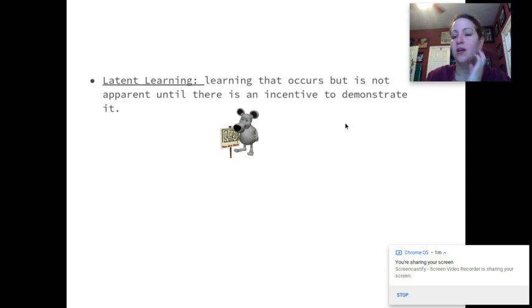Okay, so a couple of other learning that's not classical or operant conditioning. One of them is called latent learning, and that's learning that's occurred, but you don't know that it has occurred until there's an opportunity to demonstrate the learning. So basically, there was learning without you being reinforced to learn something, and there's no way for us to know if you learned it or not until you can show that you've learned it.